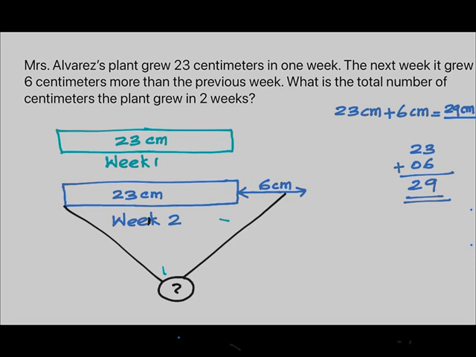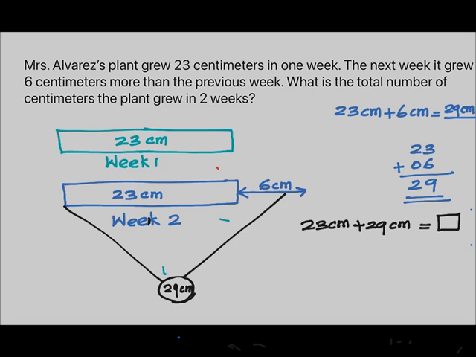So it should be 23 centimeters. Let us add 23 centimeters and 29 centimeters to get the total number of centimeters the plant grew in 2 weeks. So it is 23 centimeters plus 29 centimeters equals what? We can use the mental math strategy to solve this problem.